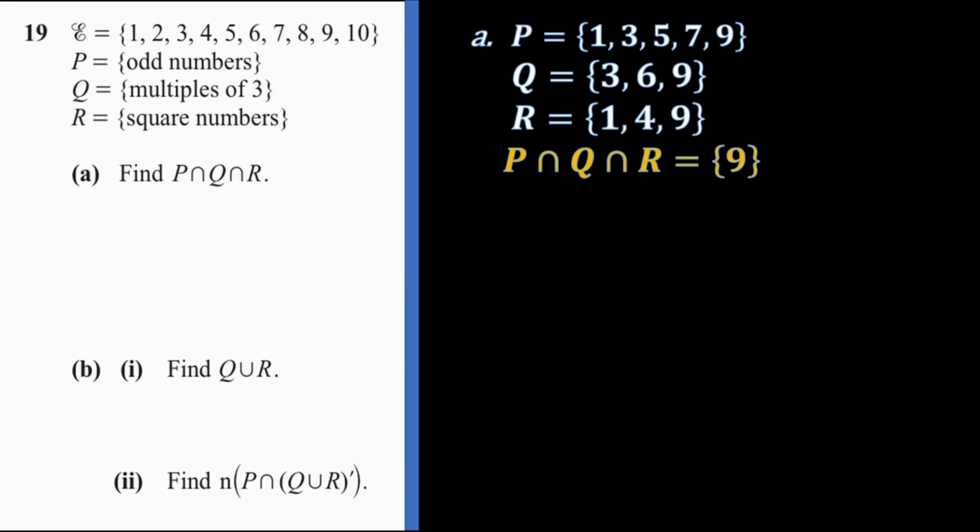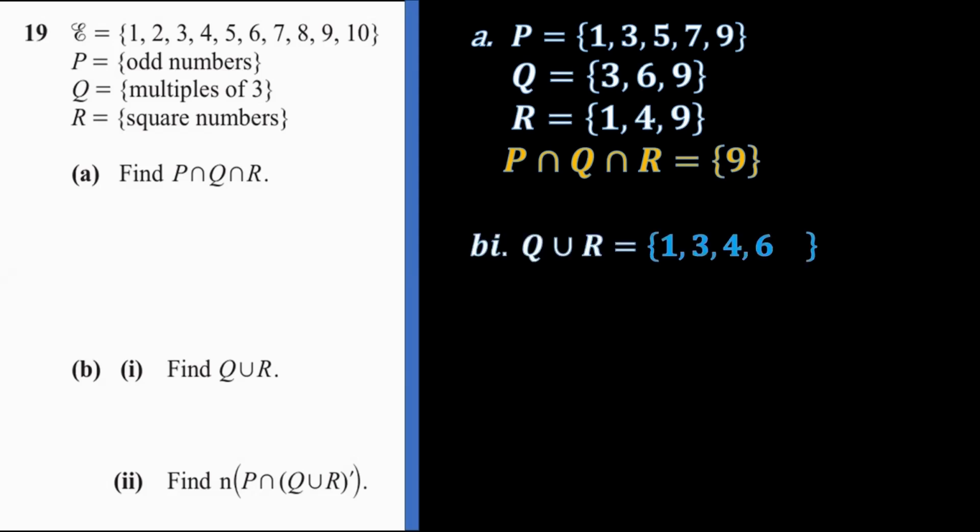And I want to find the intersection of these 3 sets, or what is common. Which number appears in all the 3 sets? It's only 9. No other number. 9 is in set P, 9 is in set Q, and 9 is in set R. So 9 will be in the intersection of these 3 sets. And that's why we put 9 there. I hope that makes sense. And that is the answer to part A. And we move on to the next one.